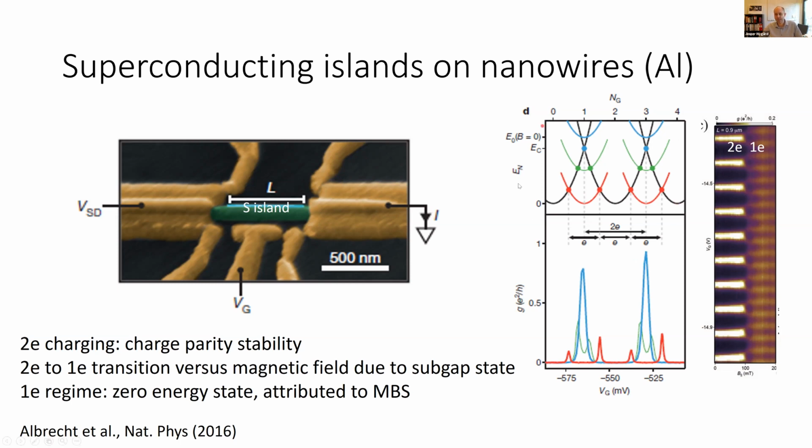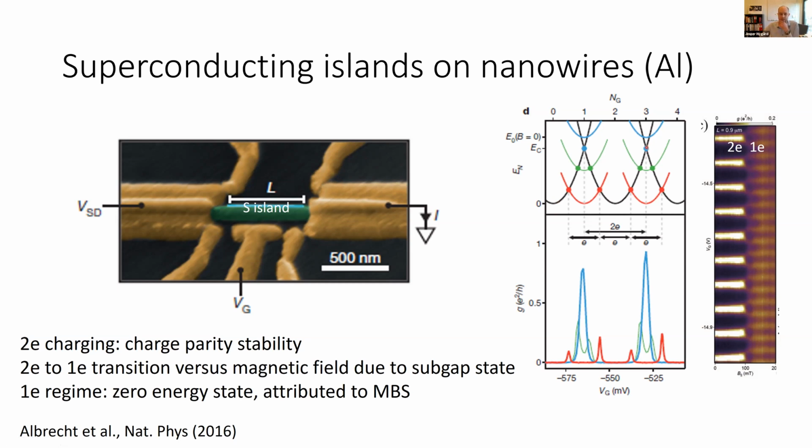The image to have in mind is these well-known electrostatic parabolas that indicate the energies of the states on such a finite metallic island as a function of the gate voltage. As long as the gap is large and there's a finite charging energy, it's only the 2e degeneracy points that give rise to transitions.